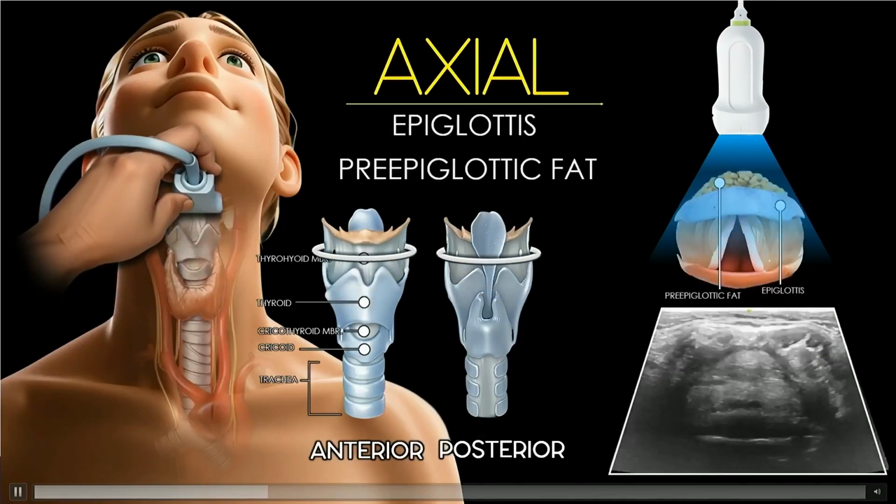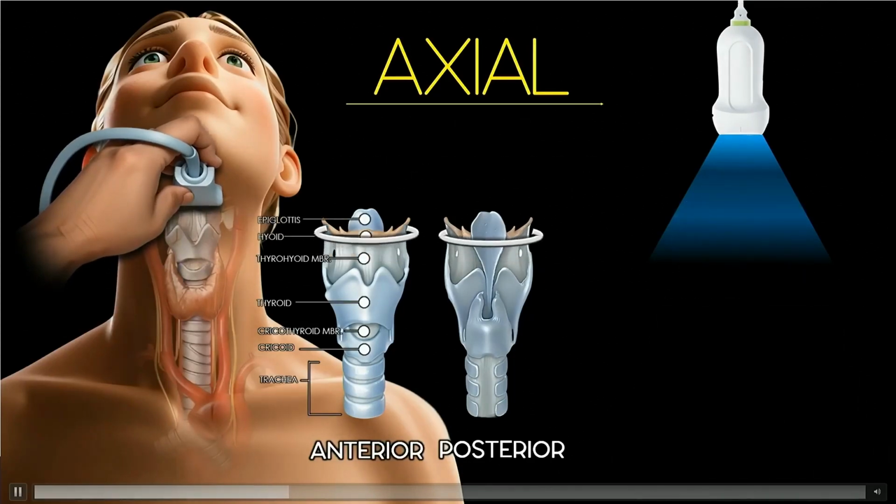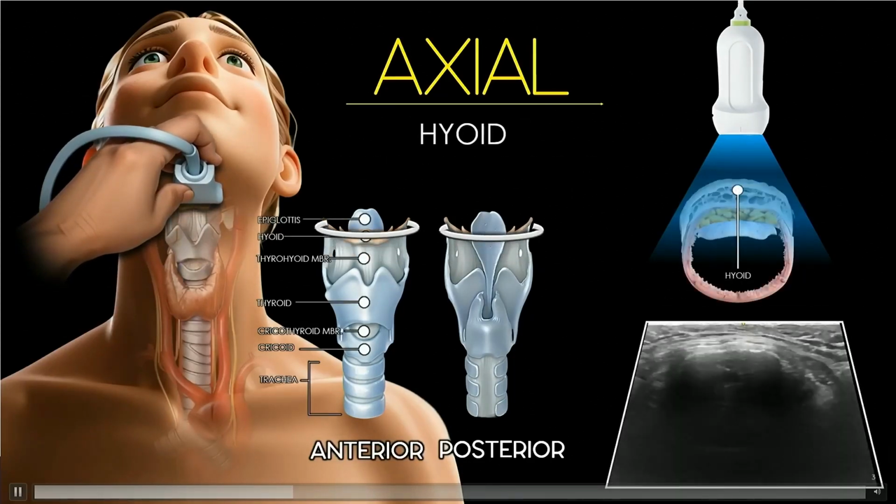The preepiglottic fat appears as a hyperechoic bright area anterior to the epiglottis and covered by the thyrohyoid membrane. At the most cranial level of the airway scan, the hyoid bone appears as a highly echogenic curved linear structure with strong posterior acoustic shadowing.